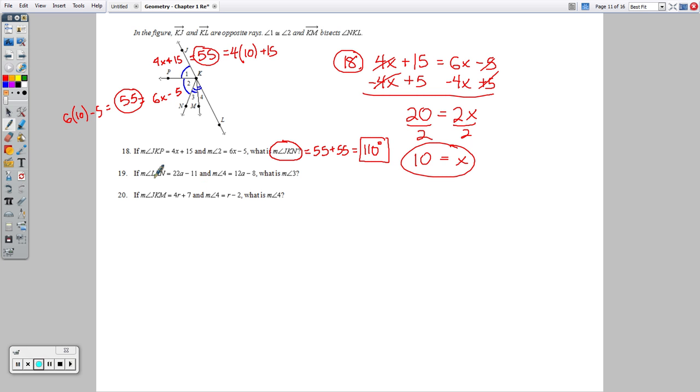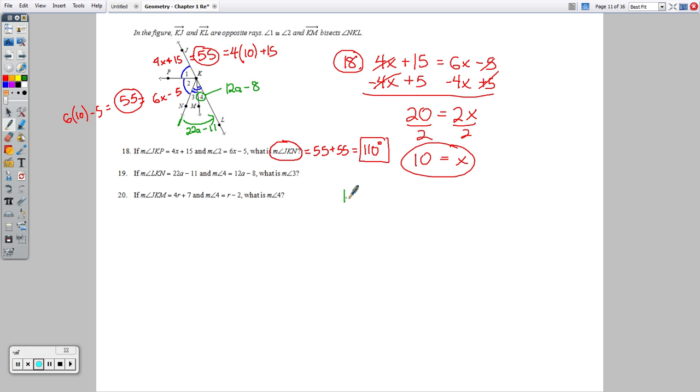I'll use green for this next one. So if the measure of LKN, now LKN is the big angle, the bigger one, 4 and 3 together here. So I'm saying from here all the way to here, this angle is 22A minus 11. And the measure of angle 4, so just this one, is 12A minus 8. What is the measure of angle 3? Well, I know that 3 and 4 have to be the same, so if I knew what 4 was, then I'd know what 3 was as well. I know that this whole angle has to be twice as big as angle 4.